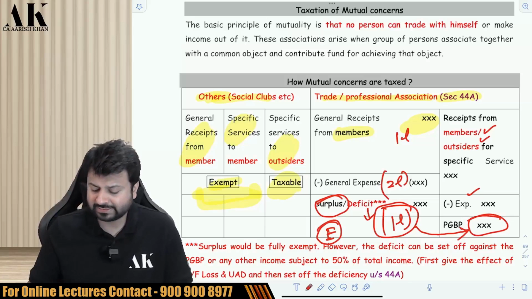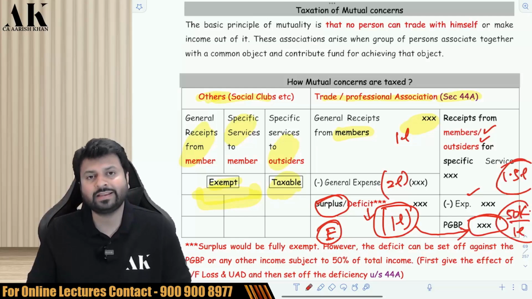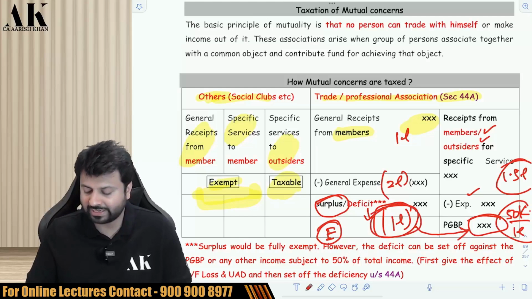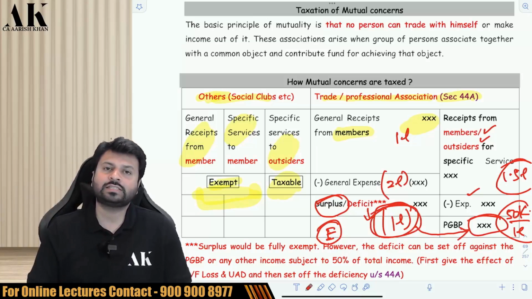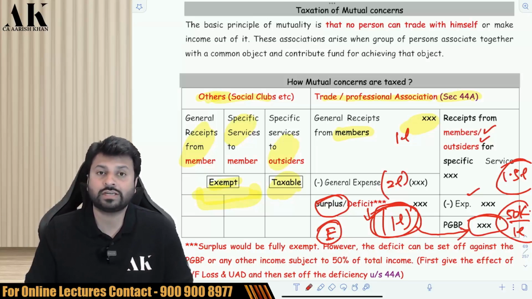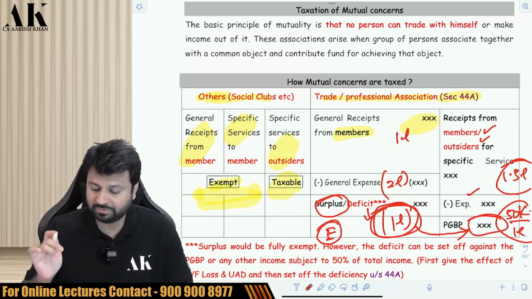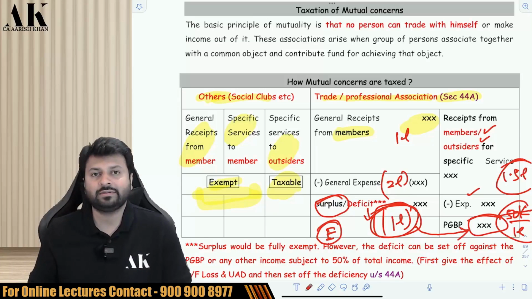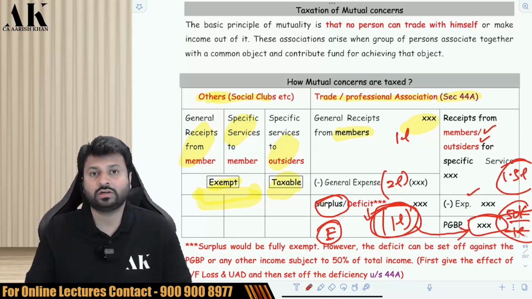Suppose for example, this loss is 1 lakh and your PGBP income is 50,000, and your other income is 1 lakh, so your total income is 1.5 lakhs. So you will get a maximum deduction out of this 1 lakh to the extent of 50% of 1.5 lakhs. That is, you are going to get only 75,000. 75,000 is the maximum deduction that you are going to get. Now, how are you going to set off? That 75,000 should be first set off against your PGBP. So you will knock off 50,000 and then the remaining 25,000 will be knocked off against your other income of 1 lakh. This is how you are going to set this off.